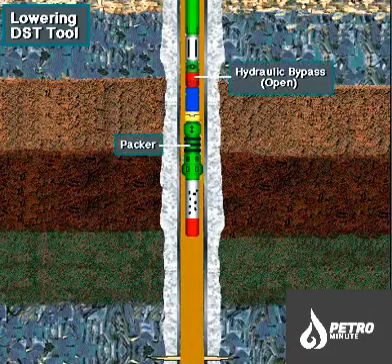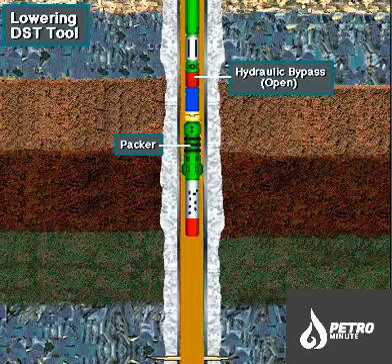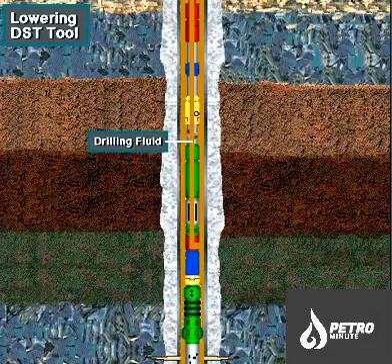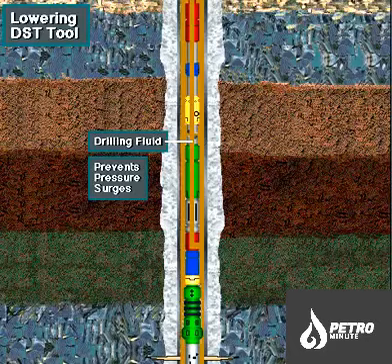The hydraulic bypass is open because the DST packer has limited clearance with the upper casing and open well bore. The open bypass allows drilling fluid in the hole to flow up inside the tool as the crew lowers it. Letting drilling fluid flow up inside the tool prevents it from creating pressure surges. Pressure surges could fracture the formation to be tested.